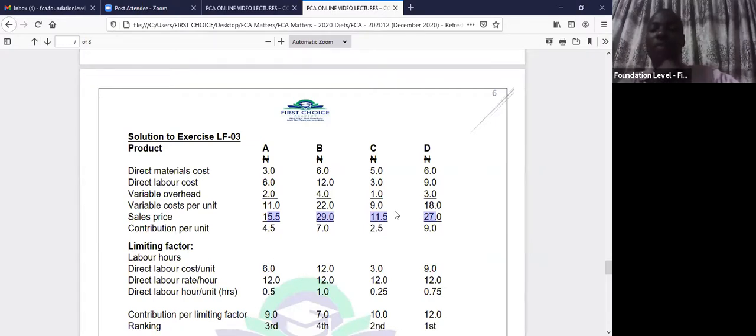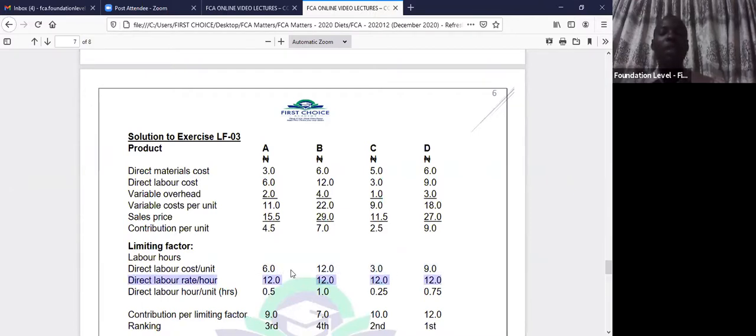The other one is 7 naira. The other one is 2.5. The other one is 9. These are our contribution per unit. That is the first step which we've taken. Second step is to look for the limiting factor per unit. And I've told you before, they gave us the labor cost for product A, B, C and D, and we are told that direct labor is paid 12 naira per unit.